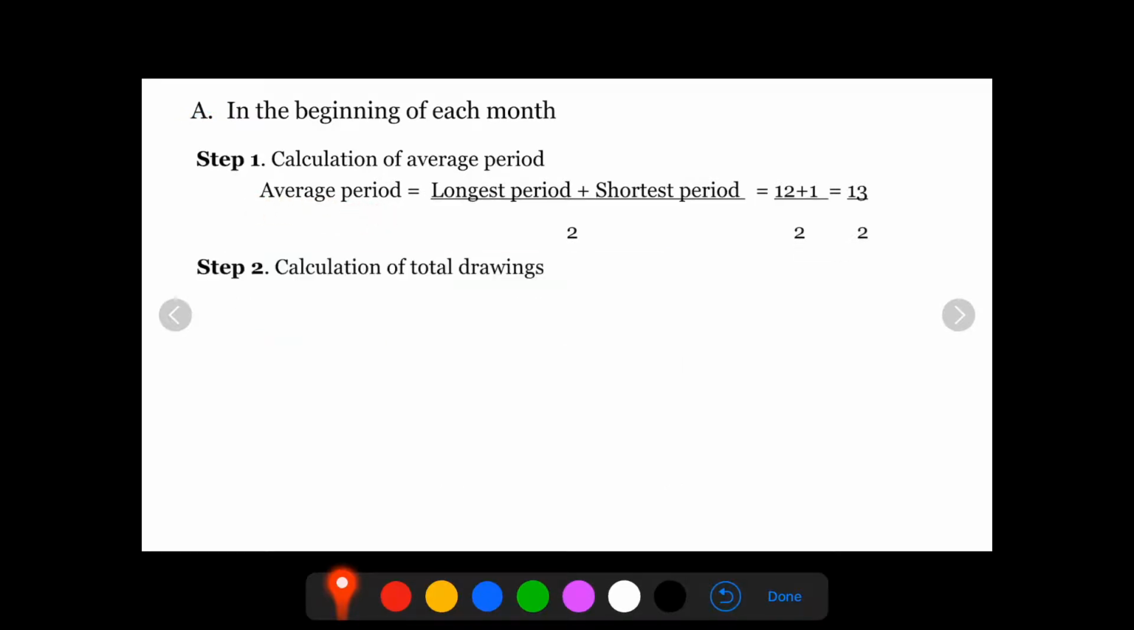Step 2 is calculation of total drawings. So how do we do total drawings calculation? In the question they have given rupees 1000 per month. How many months do we have in a year? We are calculating for Kamalakar for 1 accounting year. So 1 accounting year means we will have 12 months. So 1000 into 12, we will get 12,000. So 12,000 is considered as our total drawings.